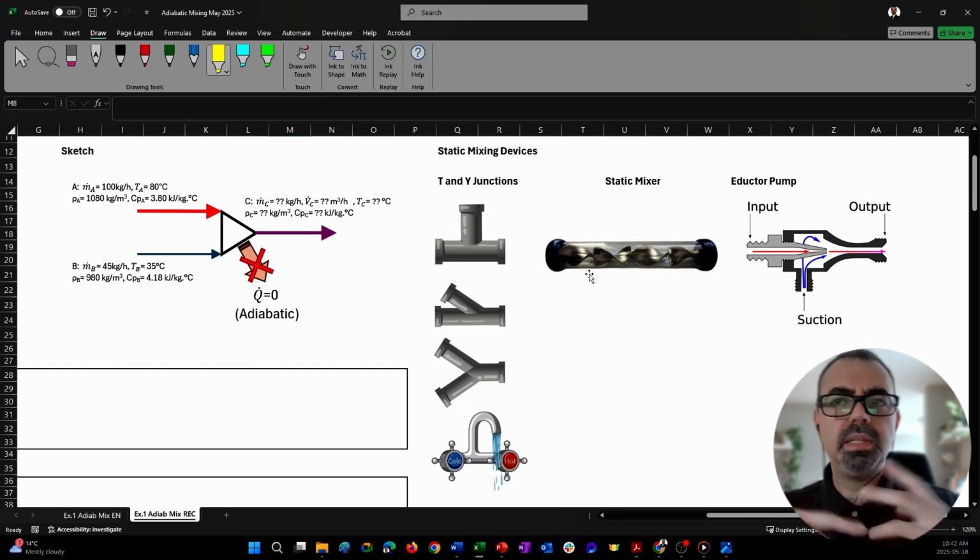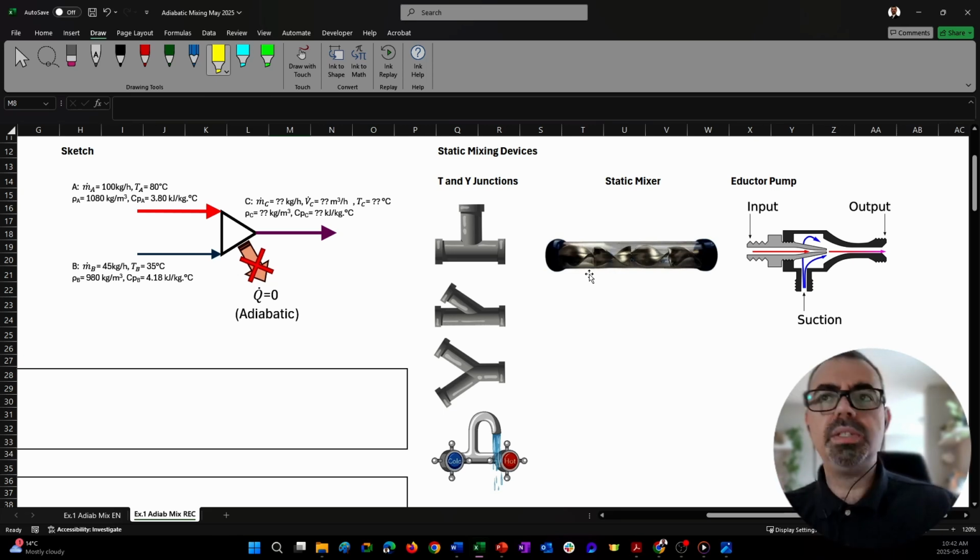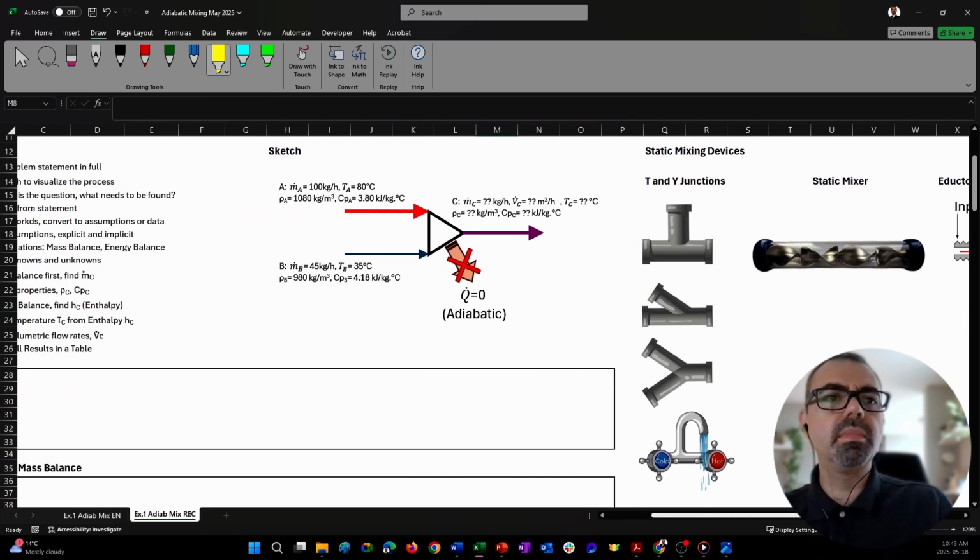So it creates a mixing operation, but there is no agitation. It's just some plates that are inserted in the pipe. And finally, we have an inductor pump, which uses the Bernoulli principle, injecting one fluid at a higher pressure at a lower pressure, creating a suction. And then these two fluids get mixed at the outlet. And there is no work associated to it other than the flow of the two fluids.